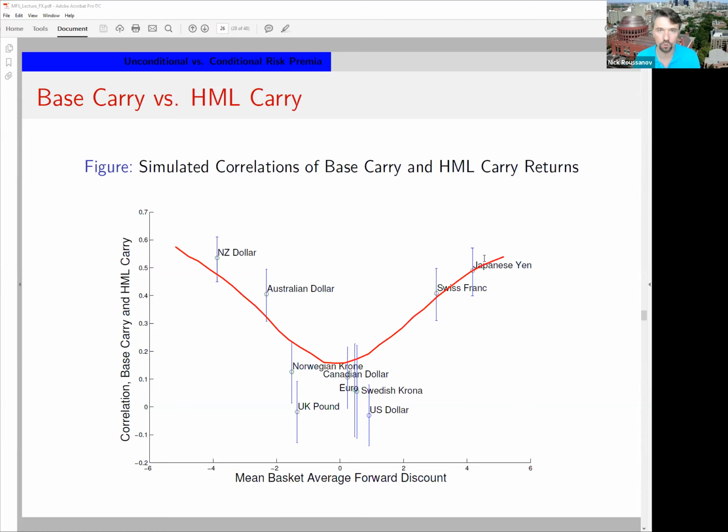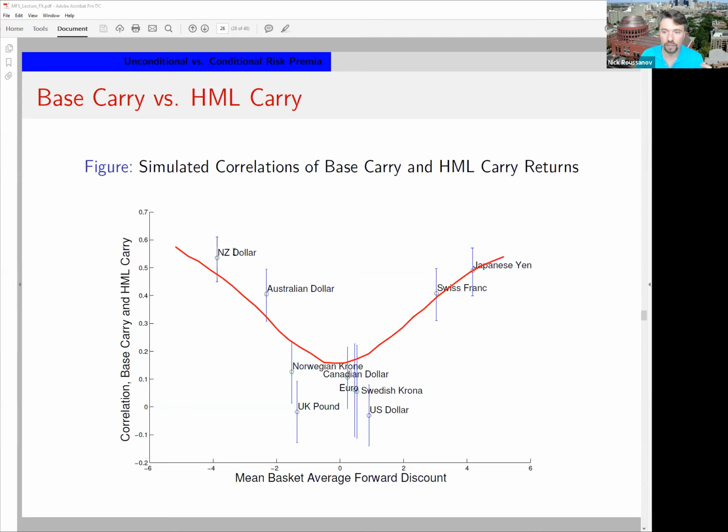You're almost always short Japan, you're almost always short Switzerland based on the sign of this average forward discount, or the bilateral forward discount. The reverse is true for New Zealand. The same is true for New Zealand, even though they're on the other end of the spectrum. They're the least exposed currencies. Again, not currencies, but these countries' stochastic discount factors are least exposed to the global shock.